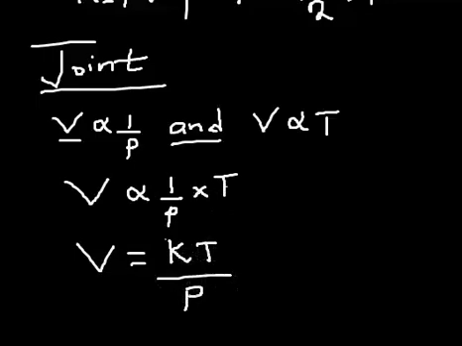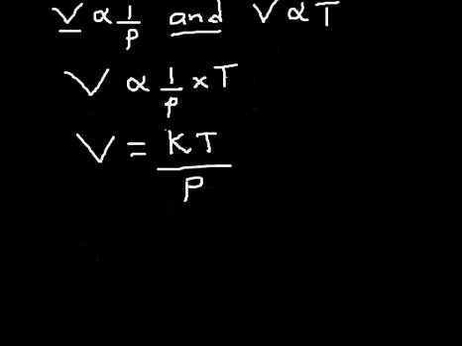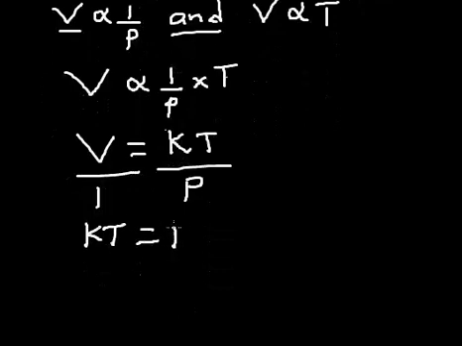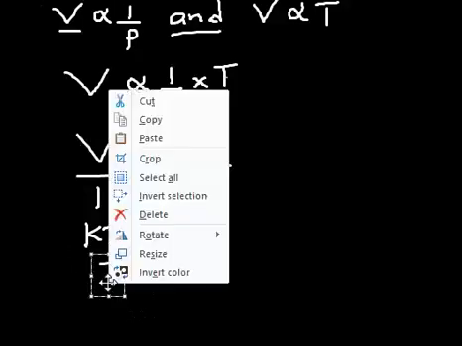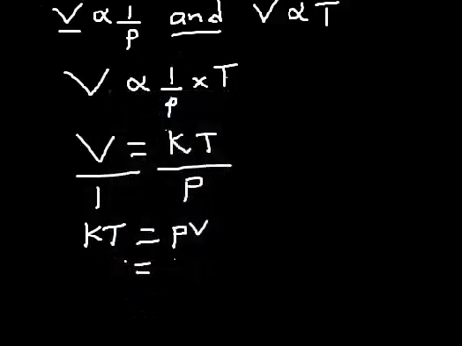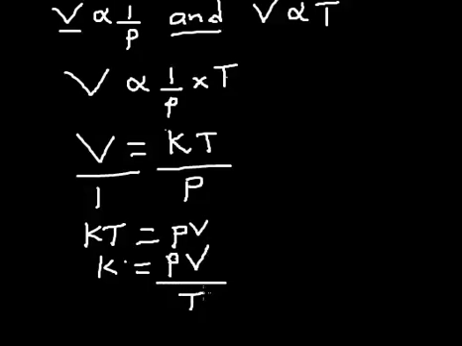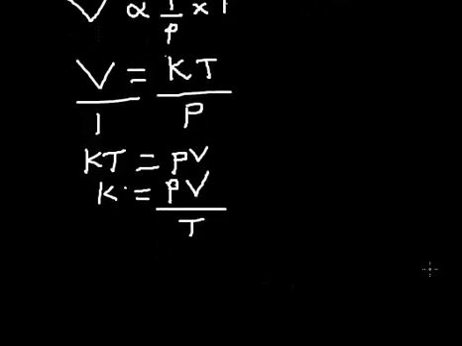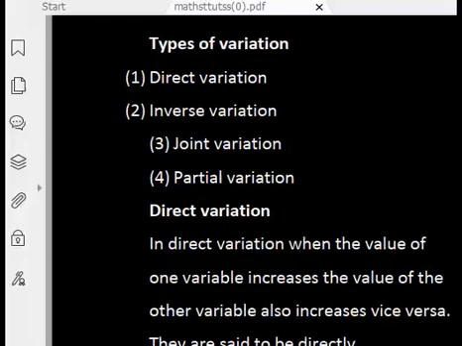So you know what happens in this case. I need to get the value of the k by cross multiplying. Kt multiplied by 1 is kt, p multiplied by v is pv. So the value of my constant k is going to be equal to pv divided by t. Okay, so that is it.